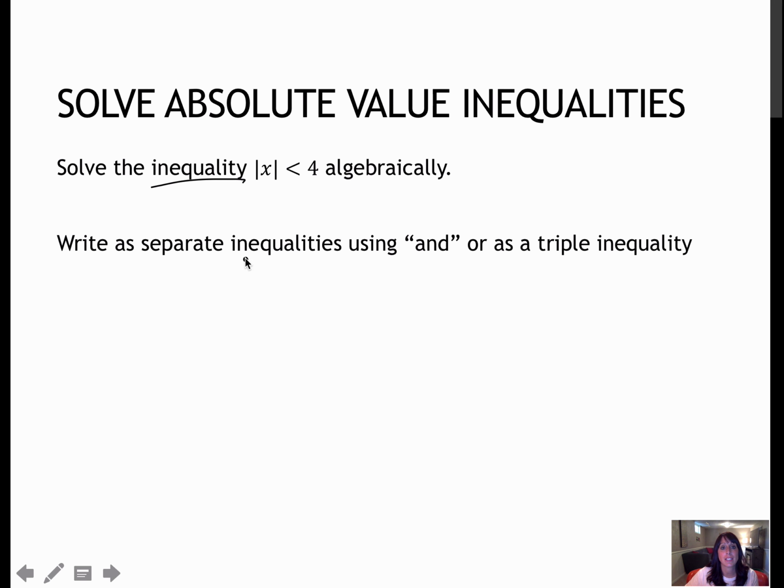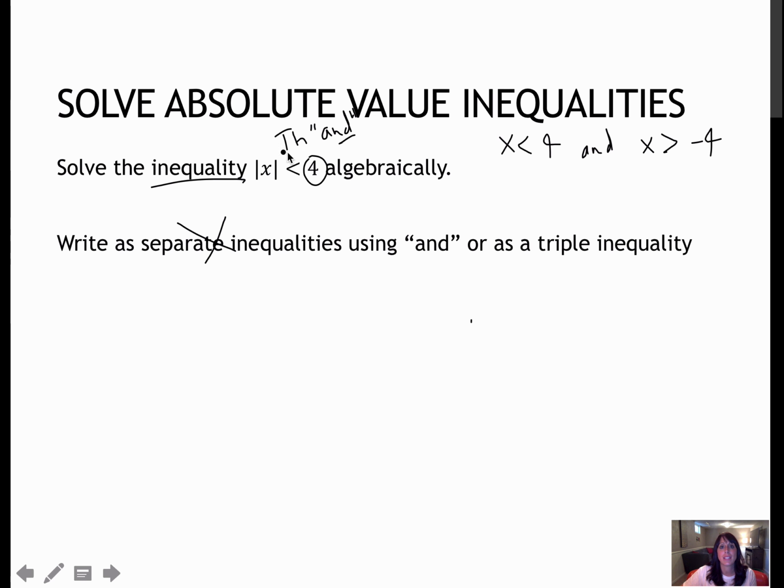We're either going to write these as separate inequalities, which I don't prefer doing. I would say that x is less than 4, and because it's a less than, that's how I remember it. If it's less than, it's less than. So this is an and question. So x is less than 4 and x is greater than negative 4. So not only do I have to change the sign, but I have to flip the inequality around.